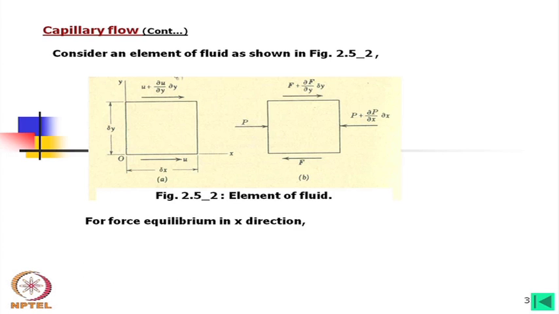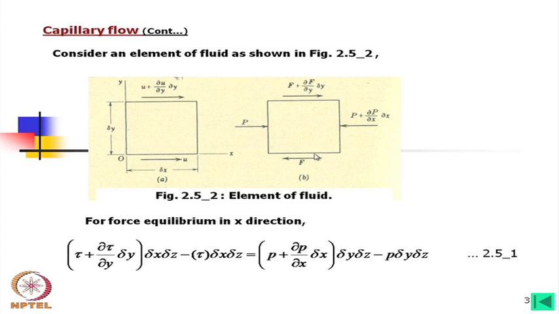write down the equilibrium equation for this element, then clearly tau plus del tau by del y into del y, where tau is the shear stress between the layers, into del x into del z, that means this del x into del z area we have considered, minus tau into del x del z is the force in this direction, and here I think this will be tau, not F.